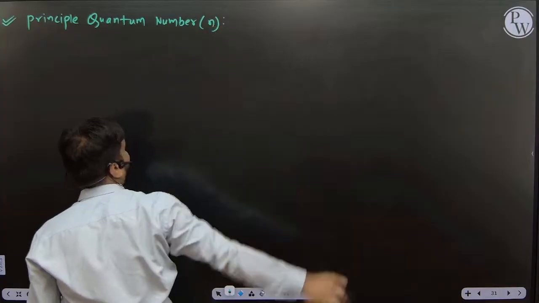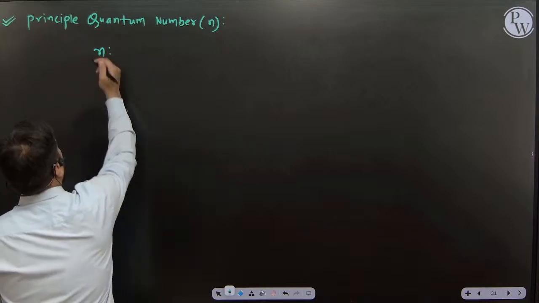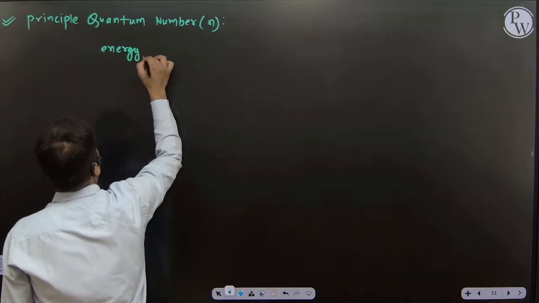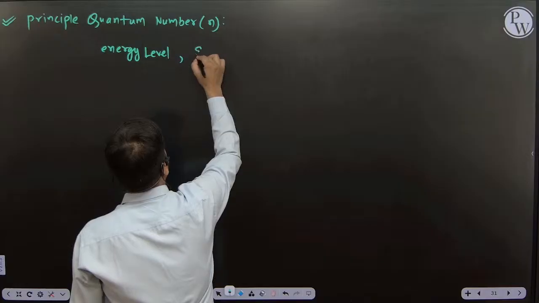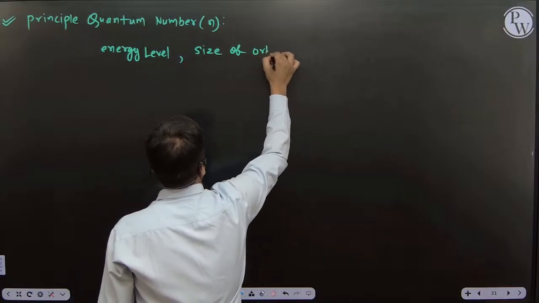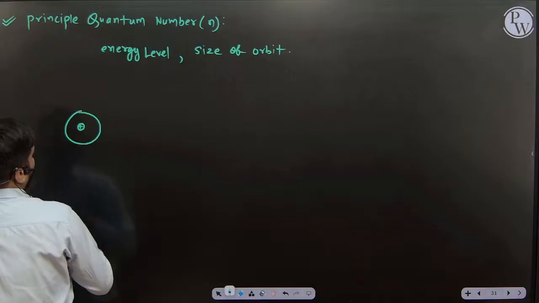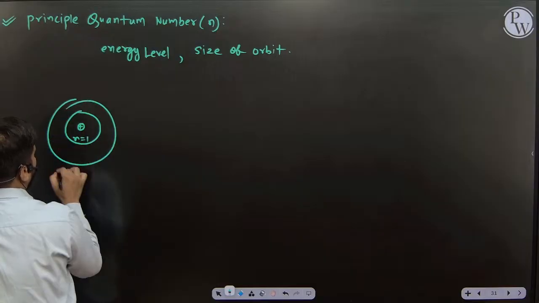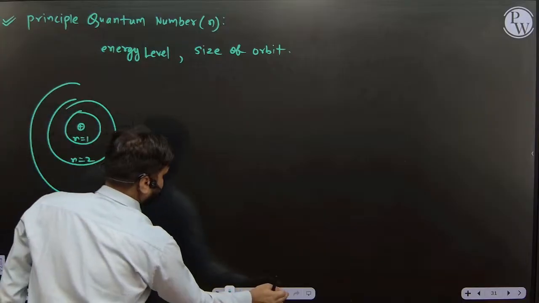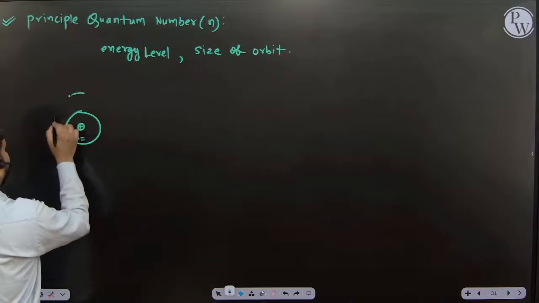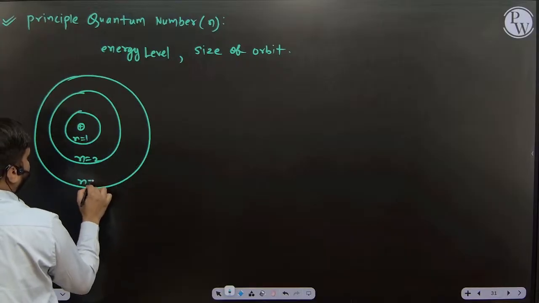The principal quantum number, small n. What is this going to represent? This principal quantum number is going to represent the energy level and the size of the orbit. For example, let's say we have the nucleus, and we have the first shell n is equal to 1, then the next shell n is equal to 2, then n is equal to 3. So we have different shells.